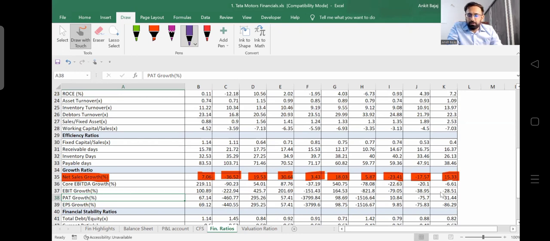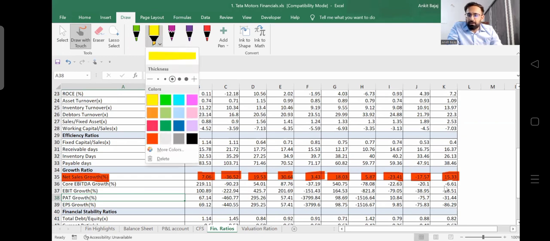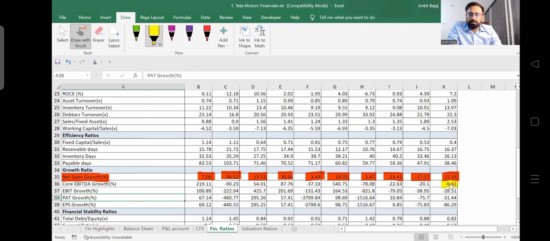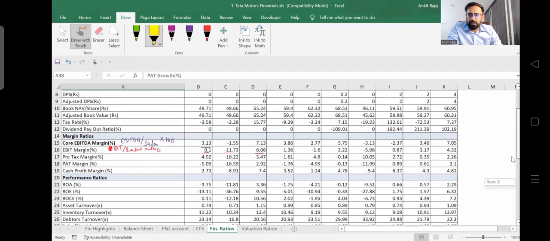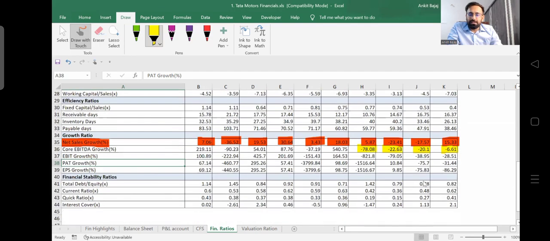If I talk about core EBITDA growth percentage, here we can see that in year 2012 the EBITDA was not growing, so there was a negative EBITDA growth percentage. In year 2013 also, EBITDA growth was negative. Then in 2016, the company achieved good growth in EBITDA. Then there was negative growth, then positive growth, then positive again, and a negative growth in year 2020. Somehow the company was able to generate some EBITDA, or you can say profit, in year 2021.